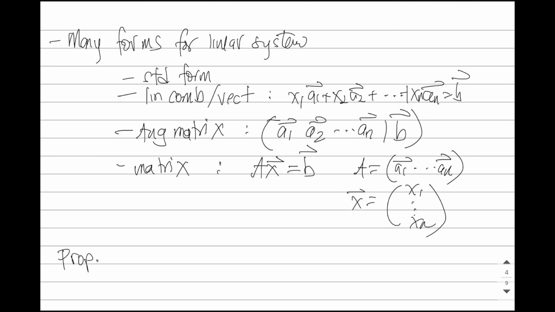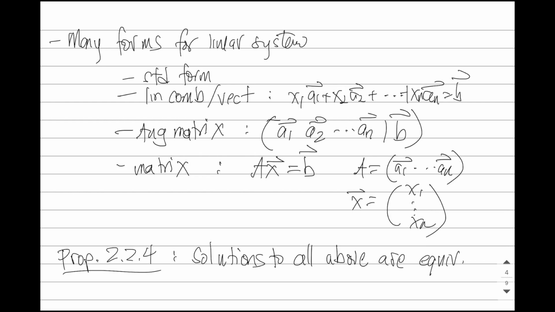There's something in the book, a result that is common sense, but we just need to be thorough. The solution sets to all of the above forms are equivalent. You're going to get the same answer regardless of which one you choose to solve your system. It doesn't matter which one you use, they'll all give you the same.